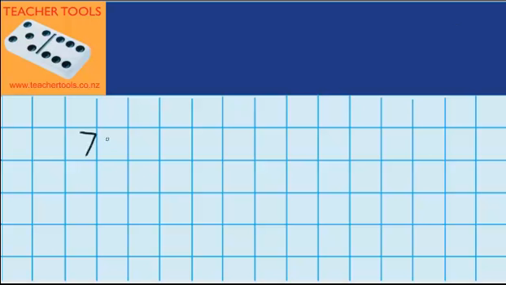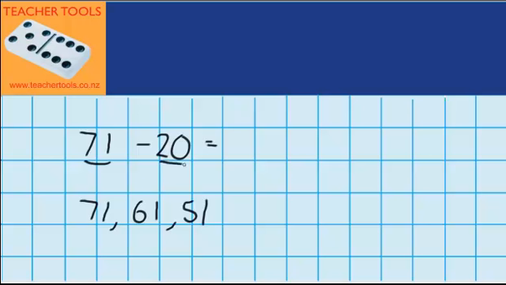Let's imagine I've got 71 counters and I want to take away 20. Well, just like last time, I'm going to start on 71, which is the amount of counters I've got. And if I jump back 10, that will take me to 61. And if I jump back another 10, that will take me to 51.